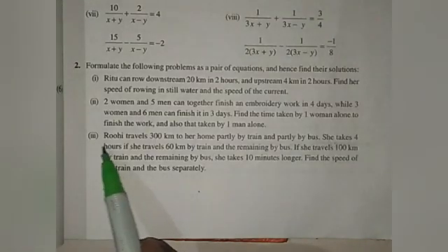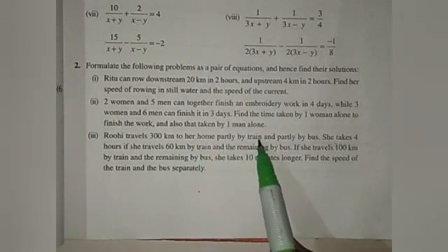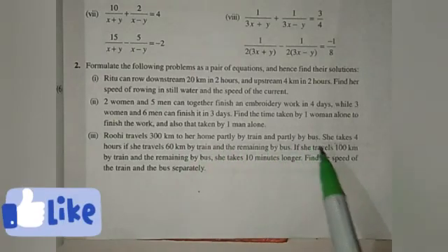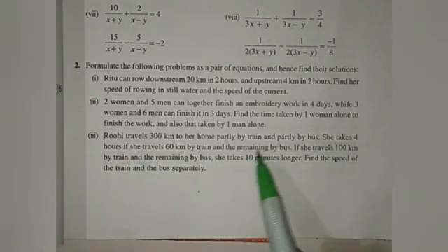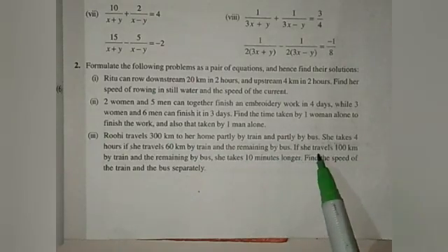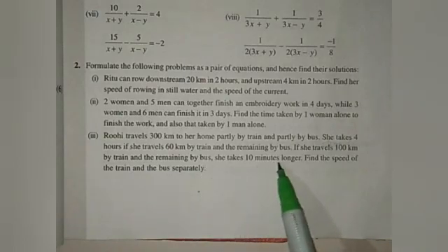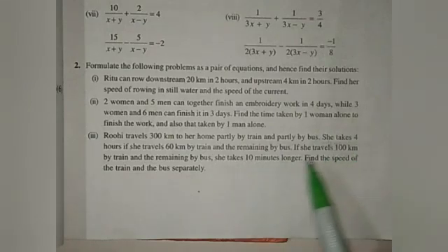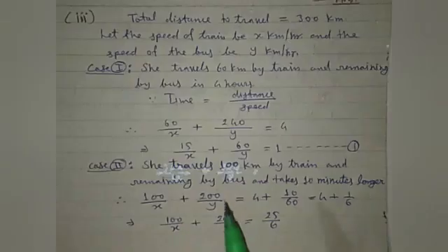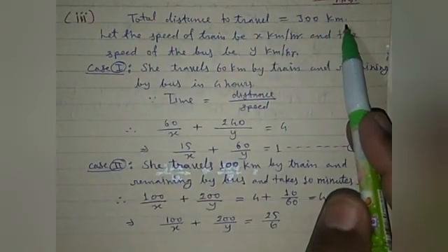In the third part, Ruhi travels 300 km to her home, partially by train and partially by bus. She took 4 hours if she travels 60 km by train and the remaining by bus. If she travels 100 km by train and the remaining by bus, she takes 10 minutes longer, which means it takes 4 hours and 10 minutes. Find the speed of the train and bus separately. Here the total distance to travel is 300 km.